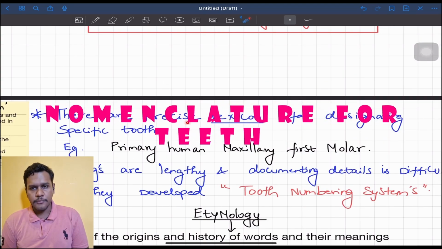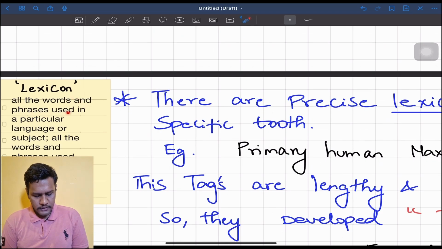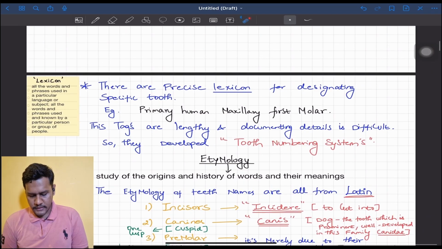Next we see there is a precise lexicon for designating a specific tooth. The word lexicon means all the words and phrases used in a particular language, like terms or specific words which are used by a specific group of people. Dentists will use these terms often. Example: primary human maxillary first molar.